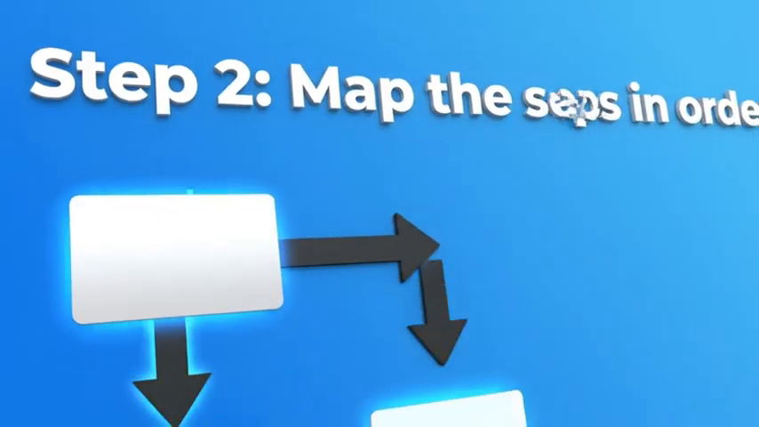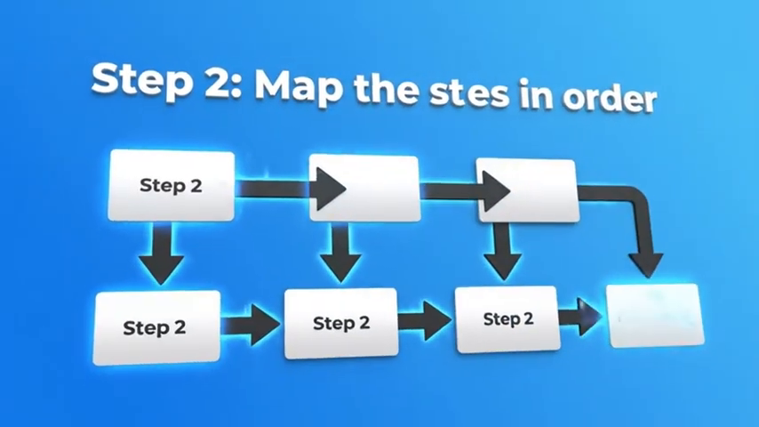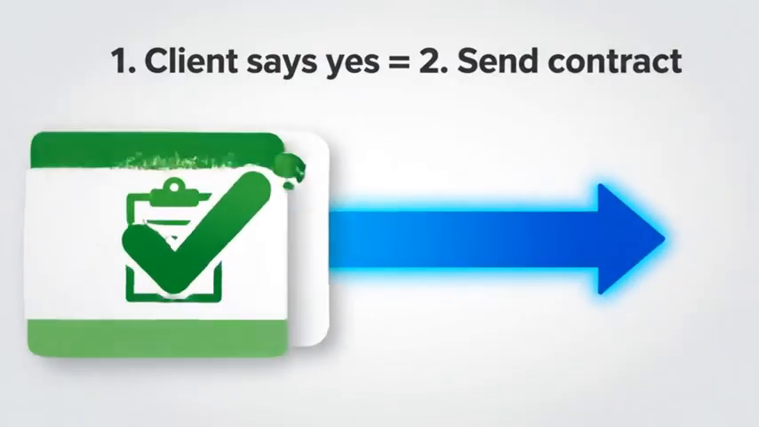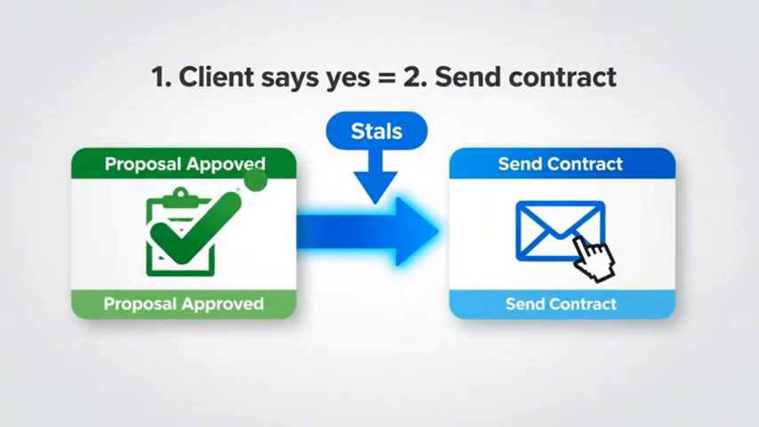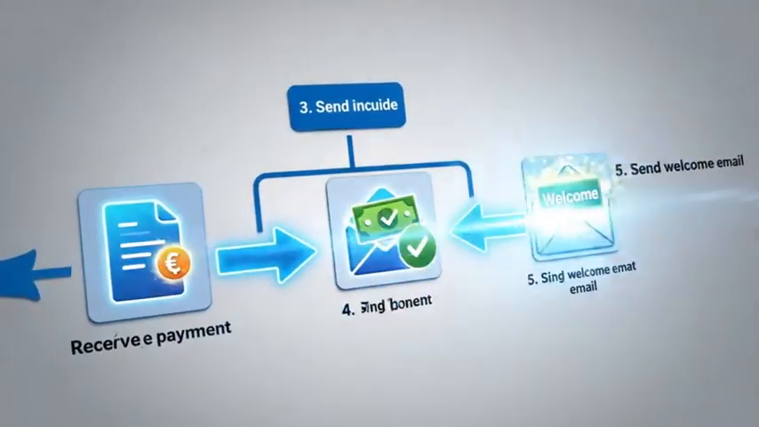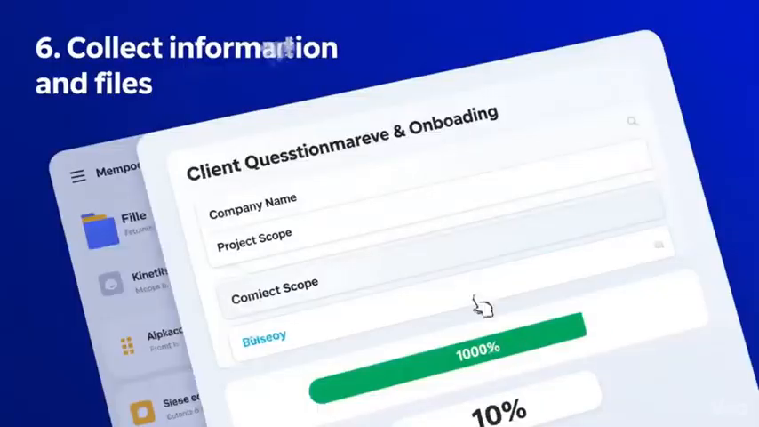Core point 2. Map the onboarding steps in order. Now take that outcome and map the steps in the exact order they need to happen. This is where you turn a vague process into a real sequence. A simple onboarding flow usually looks something like this. First, the client signs the proposal or says yes. Then you send the contract.